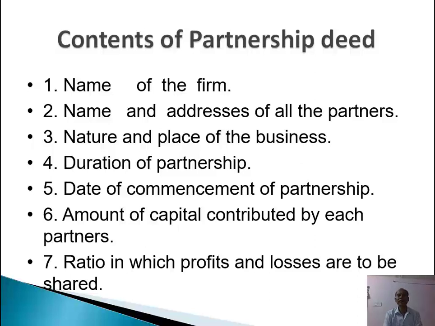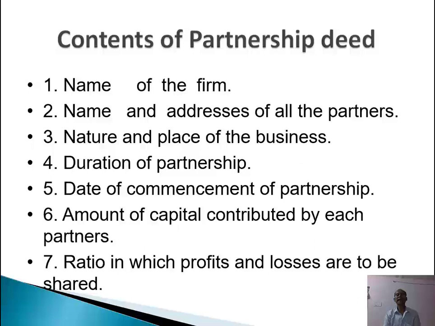Name and addresses of all the partners. You should clearly write the full names of the partners and their details, their PAN numbers and the residential addresses of all the partners and any other documents required by the Partnership Act 1932. Third one is nature and place of the business.